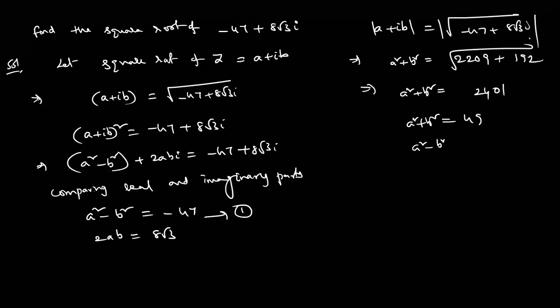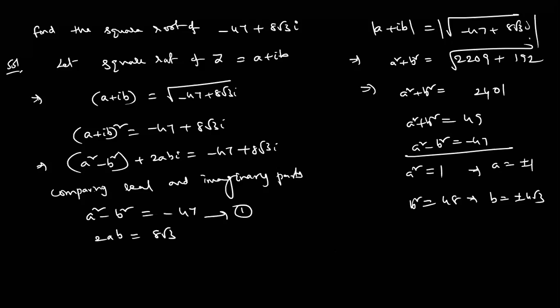So a square minus b square is equal to minus 47. Add them. So a square is how much coming? 2 is coming, am I correct? That means 2a square is equal to 2, so a is plus or minus 1. A square is 1 means b square is 48. That means b is equal to plus or minus 4 root 3. Therefore, a plus bi is plus or minus 1 plus or minus root 2.